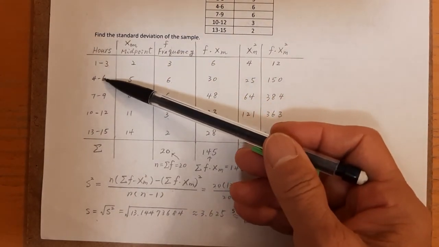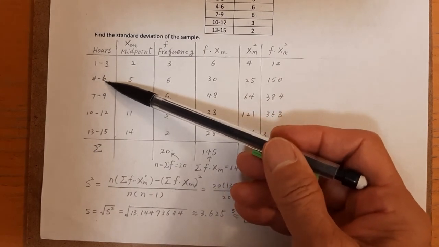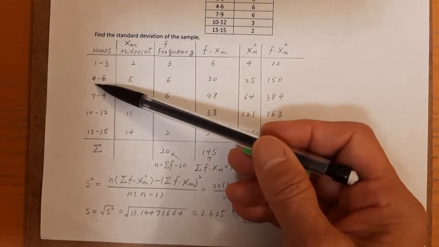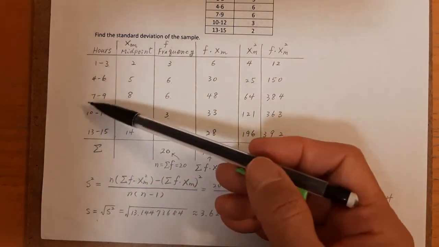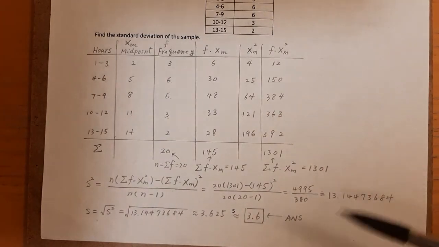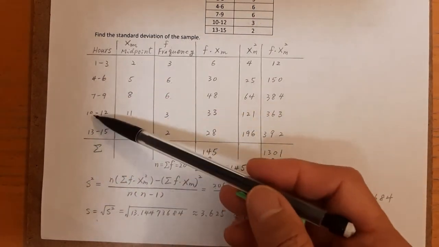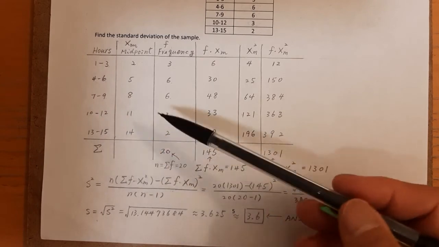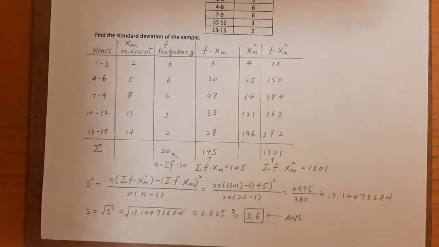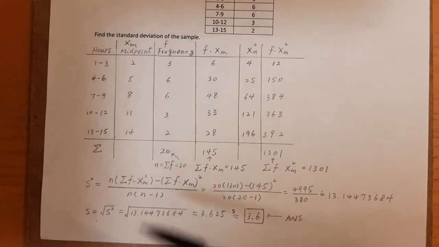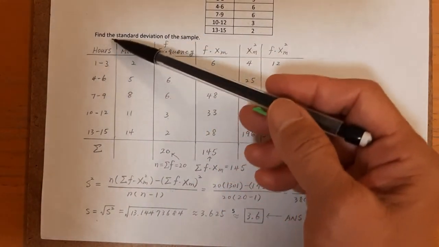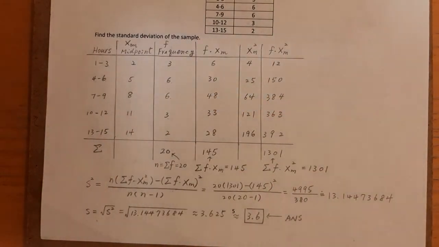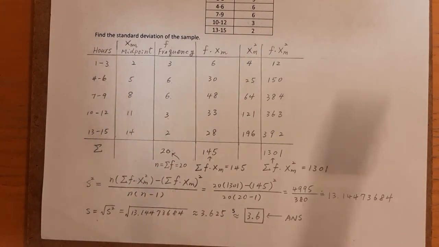Between 4 and 6, the midpoint is 5. 4 add 6, 10 divided by 2 is 5. 7 add 9 is 16 divided by 2, the midpoint is 8. 10 add 12 is 22 divided by 2, 11 is the midpoint. 13 add 15 is 28 divided by 2 is 14. So those are the midpoints for each class, and there are 1, 2, 3, 4, 5 classes.